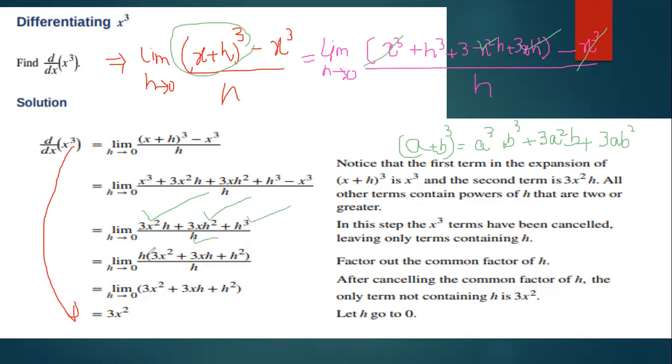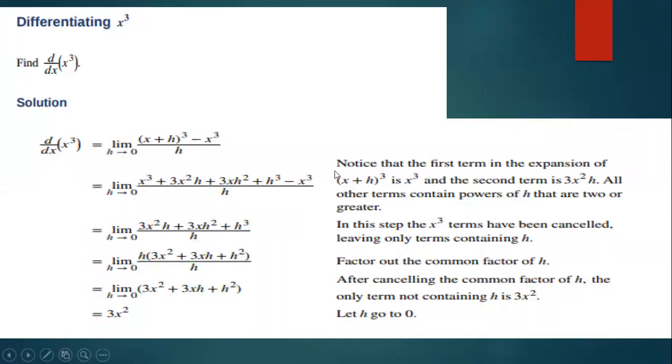Now taking h common, h and h will cancel out. Now applying the value h equals to 0, the remaining h terms will be 0, so they are cut out. My value will be 3x square. So this is the complete method to find the derivative of a given function using limits. This is the formula, I think equation 3.16. So please remember this formula to solve the derivative by using limits.